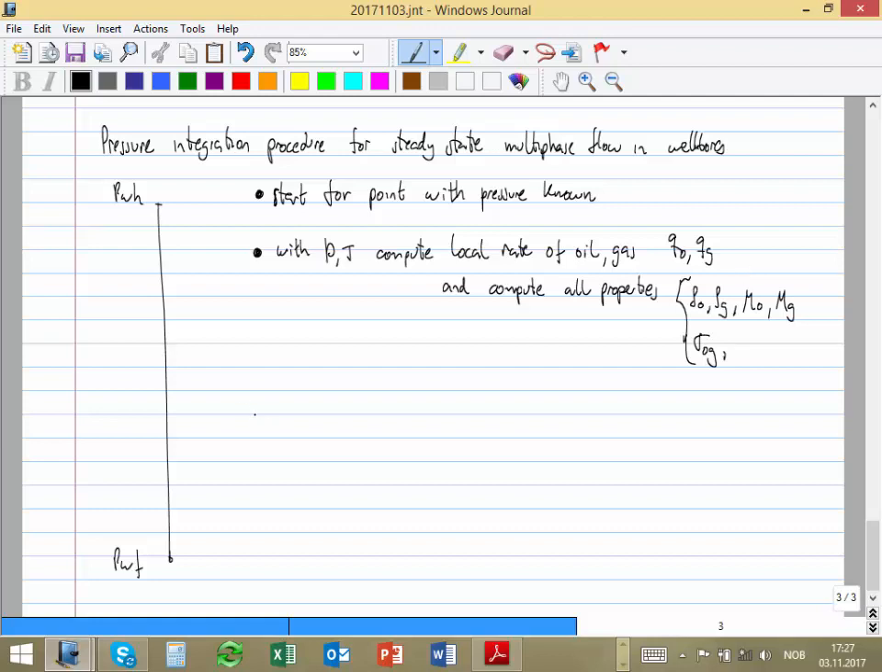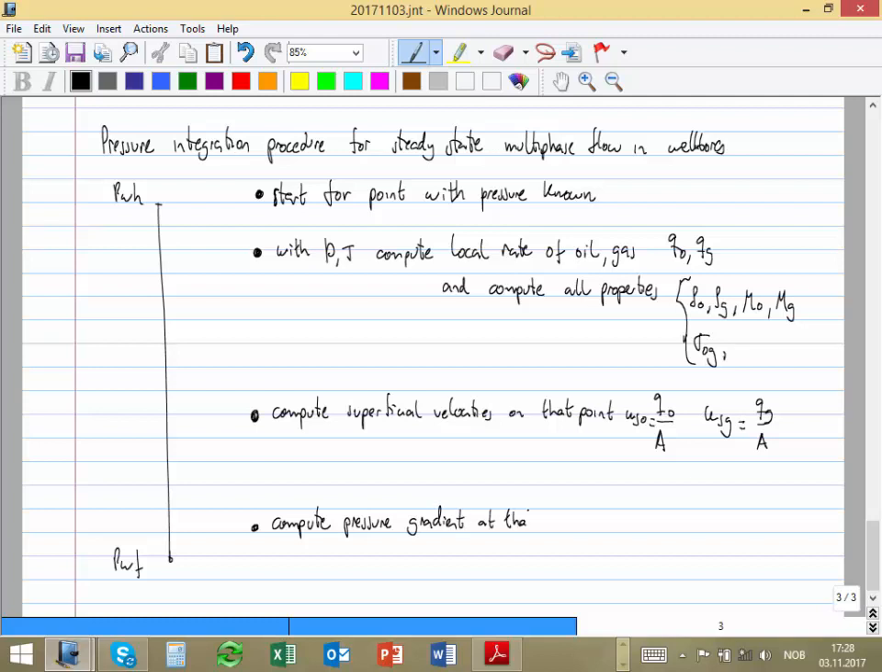Yes, and then here you compute superficial velocities on that point. That means USO, QO over cross-section area, and USG, Q gas over cross-section area. And then after we do that, okay, you see the first one, local rates, properties, superficial velocities, and now comes the dPdL. Now comes compute pressure gradient at that particular point.